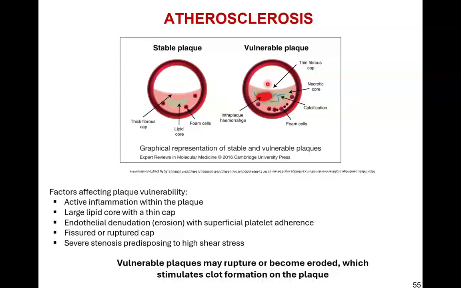And so you can just imagine the lumen size has already been impeded. If a thrombus forms, it will further block that, and you can severely compromise blood flow.